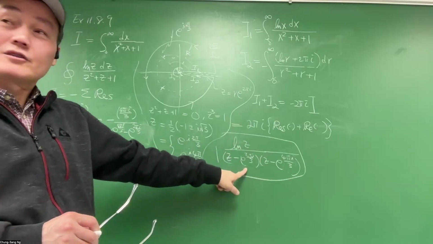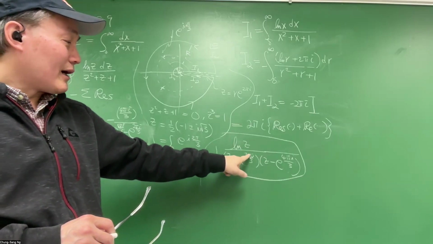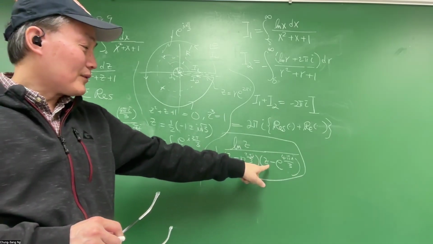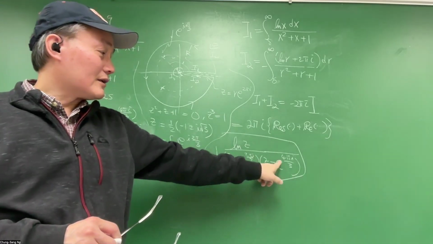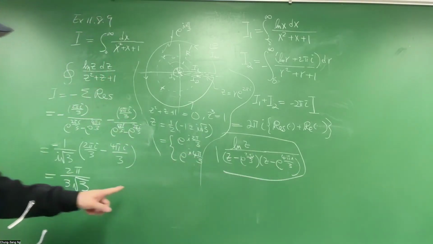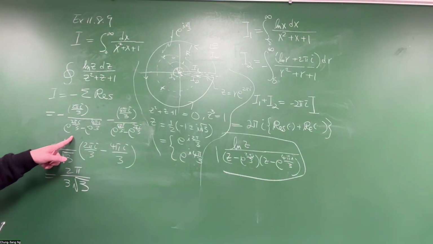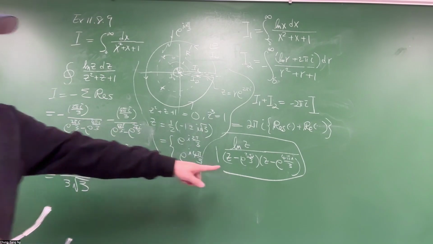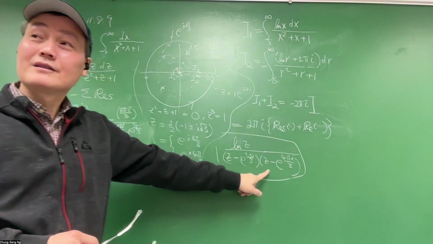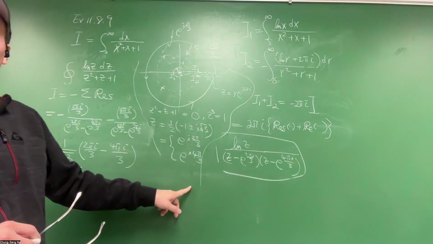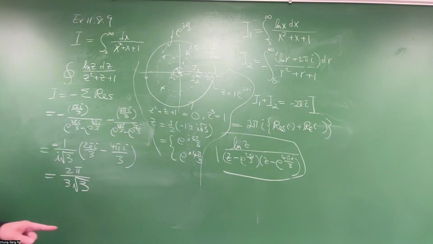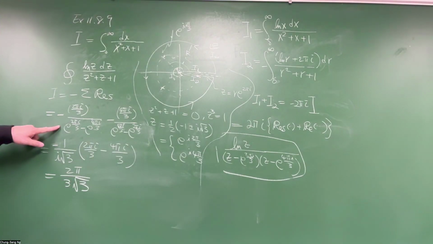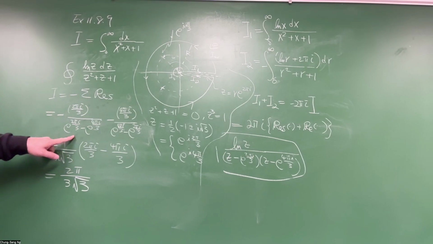So C changes to e to the 2 pi I over 3. So this becomes e to the 2 pi I over 3 minus e to the 4 pi I over 3, which is this one. This is from here, this factor, which is 1. This one, the numerator.